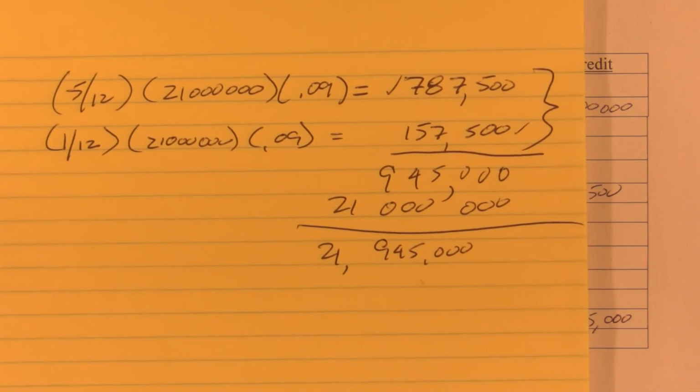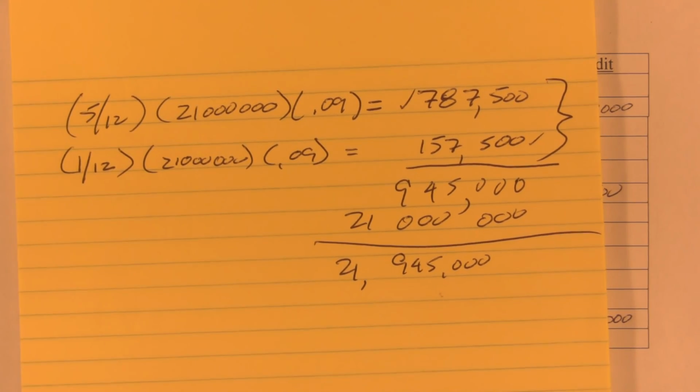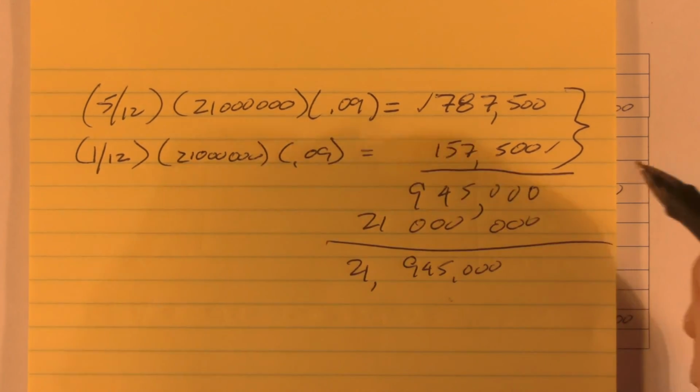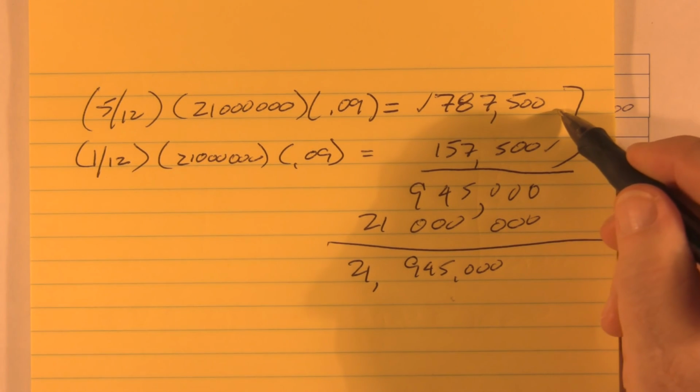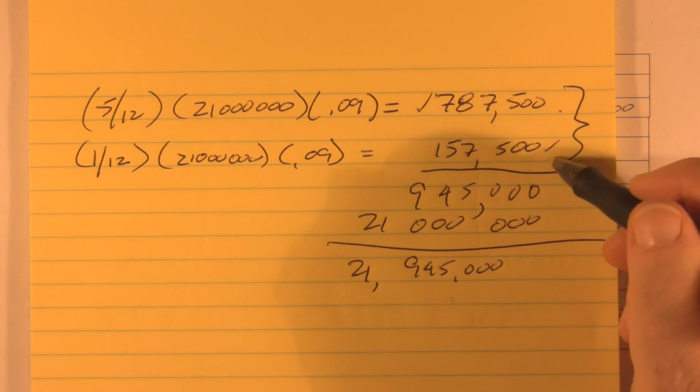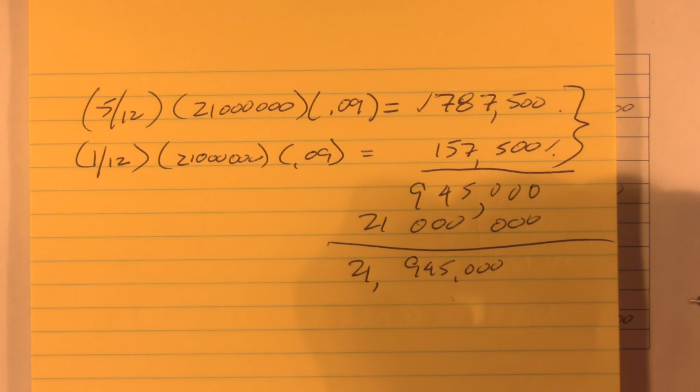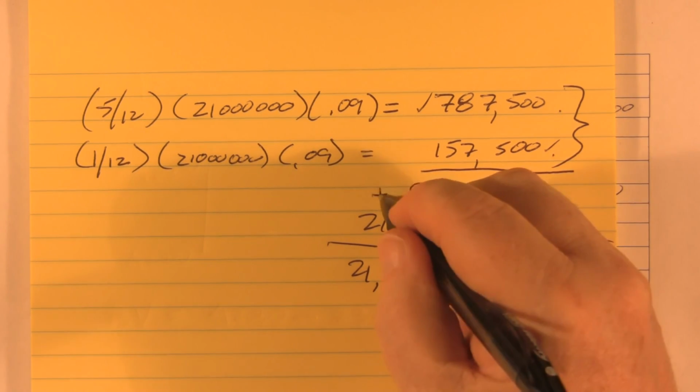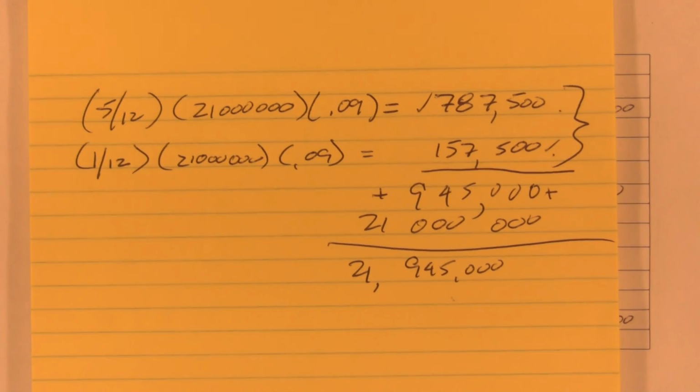This is the piece that most people have trouble figuring out. Remember, at the end of the year, we recognize the interest expense for that year, and then the next year, just the interest expense for that year, and then we add them together and pay the whole amount.